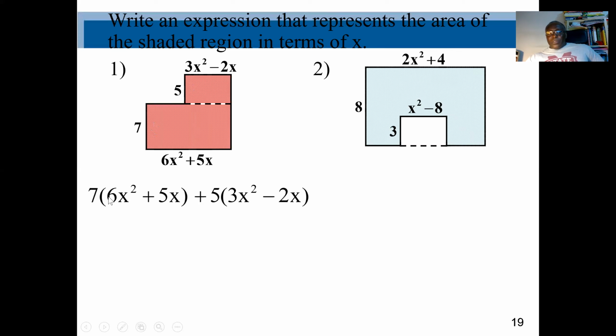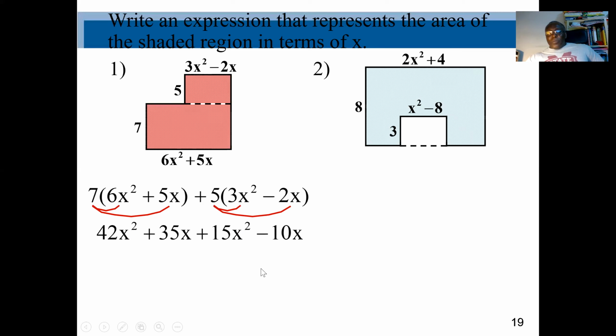So 7 times 6x squared will give me 7 times 6, which is 42x squared. Then 7 times 5, which is 35x. The same thing applies here. 5 times 3 is 15, so 15x squared. Then 5 times minus 2 will give me minus 10, then the x.